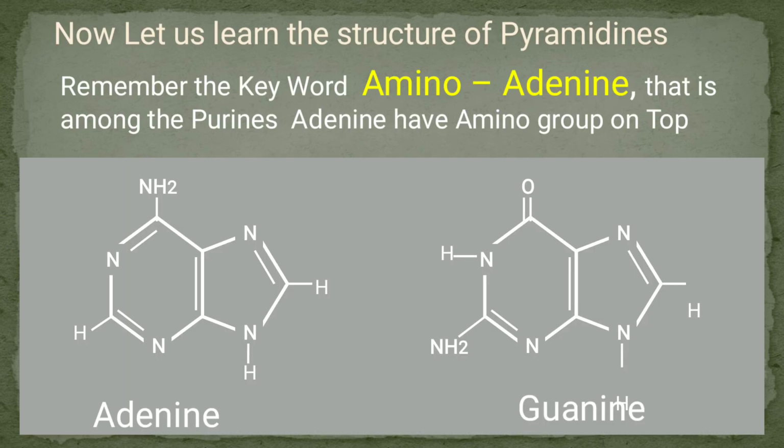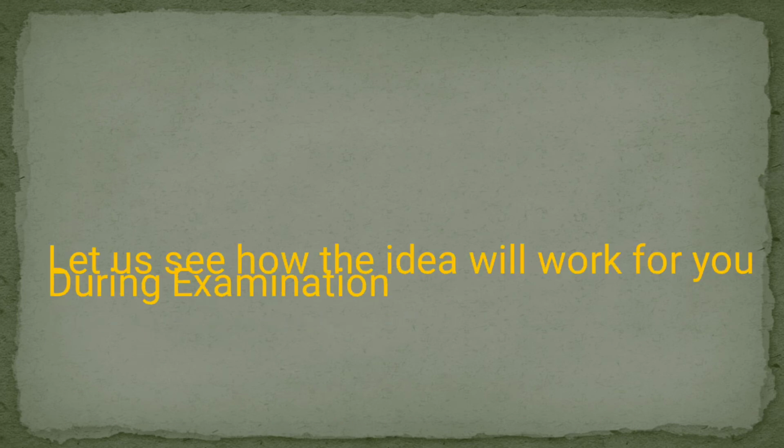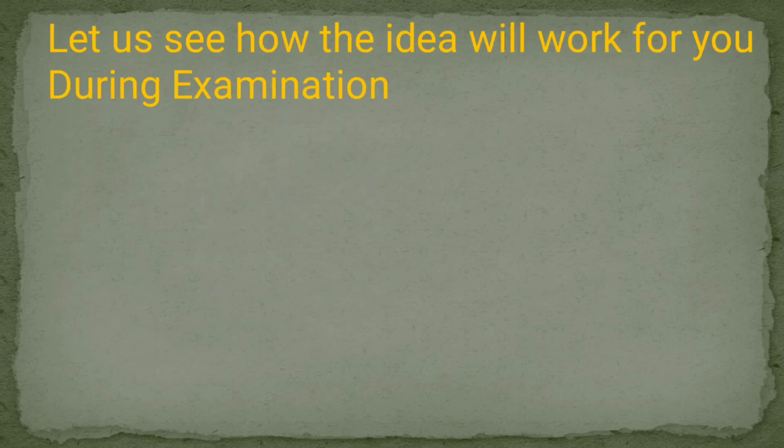So that's about the structure of adenine and guanine. It's easy to remember, only one keyword is there, amino adenine, and for the pyrimidines there is only one keyword, that is CUT, and the thing is you have to remember the basic structure. So let us see how this idea will be working for you during examination.